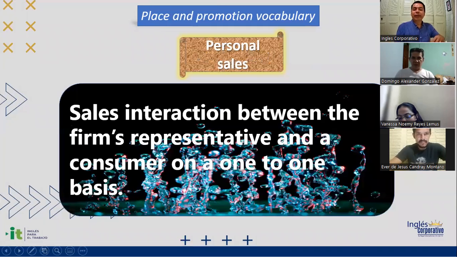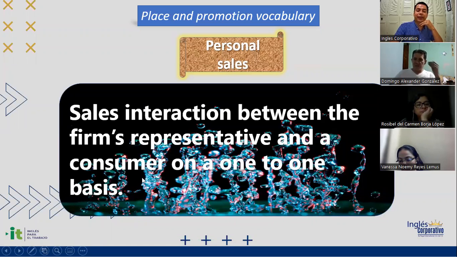Good, let's continue, right? Personal sales. Anybody who help me to read, please? A reader, please. Me, teacher. Okay, thank you, Rosibel. Personal sales. Sales interactions between the firm's representative and a consumer on a one-to-one basis. Okay, good. So that is the person goes personally to sell the product to the consumer. Any question? Please, if you don't understand, tell me. Remember this vocabulary is related to the other four P's, that is placement or place, right? And promotion. Let's go to the next one.